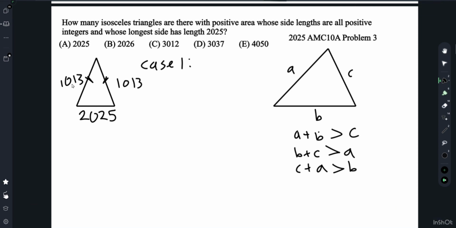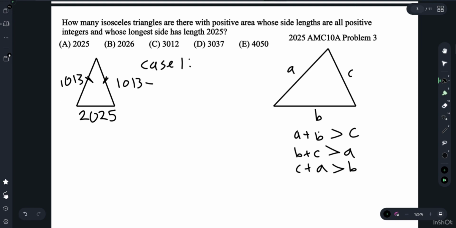Well, 1013 plus 1013 is greater than 2025, and these two are greater than that, and these two are greater than this. And we know this is the smallest value that would work. That's an integer because 1012 plus 1012 is 2024, and that's less than 2025. So we know that wouldn't work.